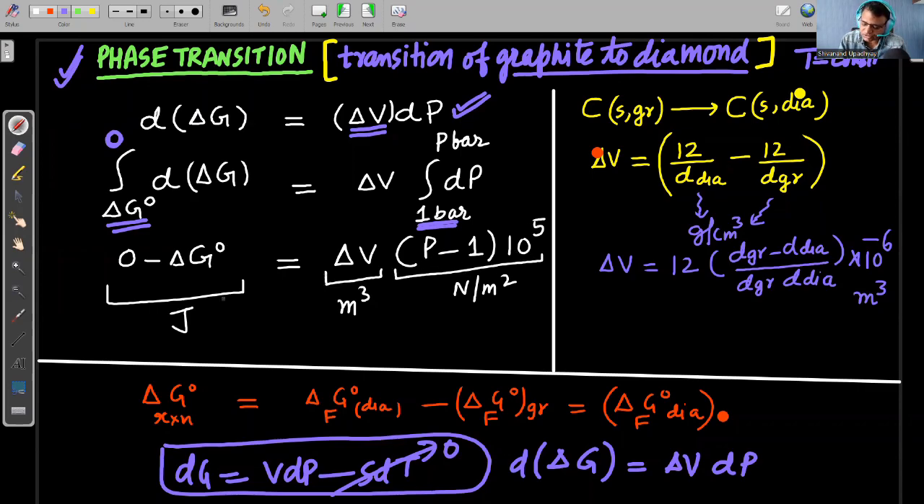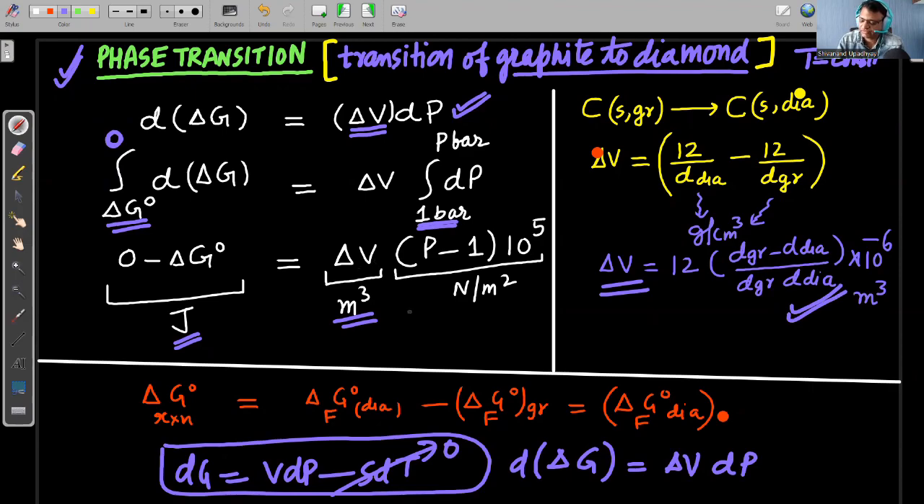Here, because we want to write the result in Joule, the volume change should be in meter cube. What is the volume change of the process when graphite is converted into diamond? Volume change is equal to final volume minus initial volume. We are discussing the conversion of 1 mole of graphite into diamond. So for 1 mole, the mass is 12 gram: 12 divided by density of diamond minus 12 divided by density of graphite. The density should be given in gram per centimeter cube. From there, we can find the change in volume.